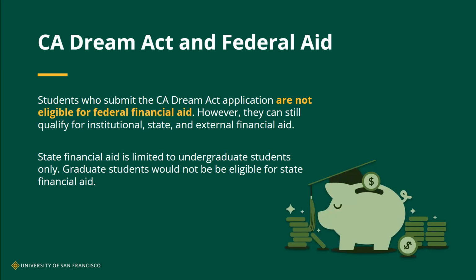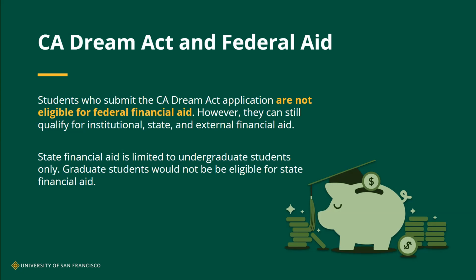So just a little note on the California DREAM Act and federal aid. Students who submit the California DREAM Act are not eligible for federal financial aid, including the federal Pell Grants, federal supplemental educational opportunity grants, federal student loans, and the Parent PLUS loan. However, you can still qualify for institutional, state, and external financial aid. So we do recommend, if you're eligible to submit the California DREAM Act, that you do so as well.